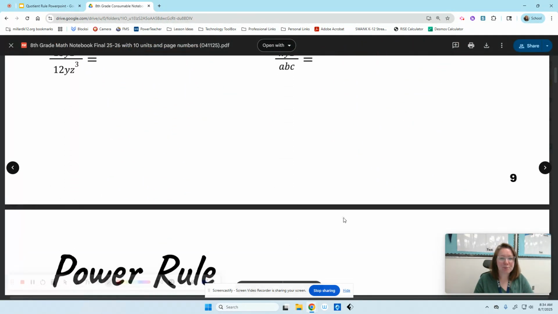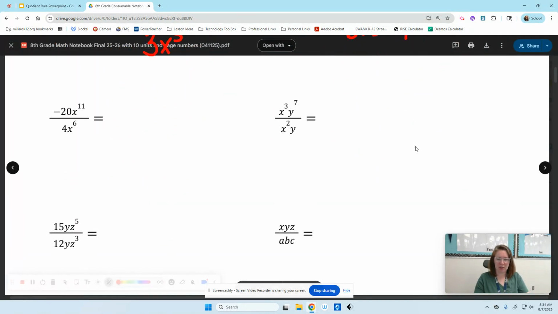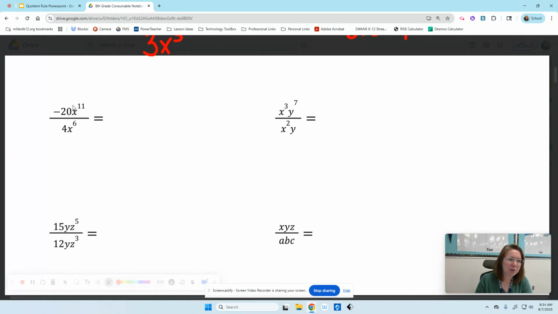Okay, looks like we've just got a couple more. Okay, plain old numbers. 21 does not have an exponent. 4 does not have an exponent. So I'm just going to ignore them for the moment. 11 minus 6, we're simplifying. We're not going to write it all out now. 11 minus 6 is 5.